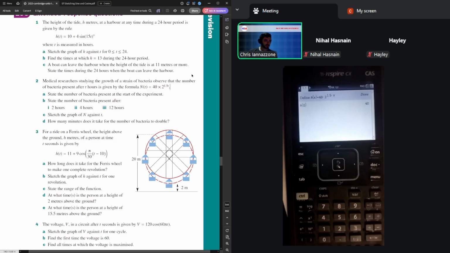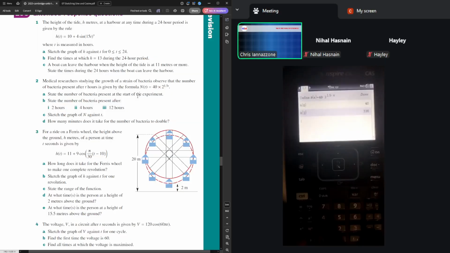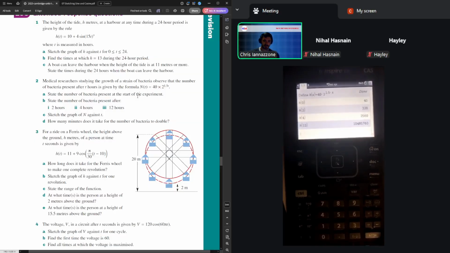Part B, state the number of bacteria present after 2 hours, 4 hours, 12 hours. This is effectively the exact same question as part A. You want to find a Y value, the bacteria, and you're given some T values to work with. Start is just another way of saying 0 hours. So we would do the exact same thing for each of those values. H of 2, H of 4, H of 12. And it's kind of cool to see just how quickly these things can grow.